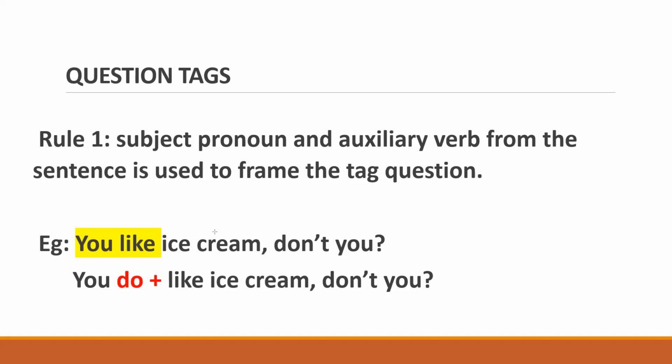Okay, so here all we need to do is whenever we have a main verb here, you have to understand that it is do plus like, do plus speak, do plus walk. Okay, and this do is getting converted into the don't you. Now, why it is don't you? We'll get that in the rule number 2. Okay, let me clear all my drawings and move to rule number 2.